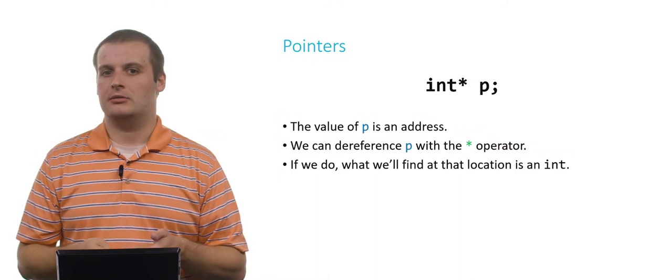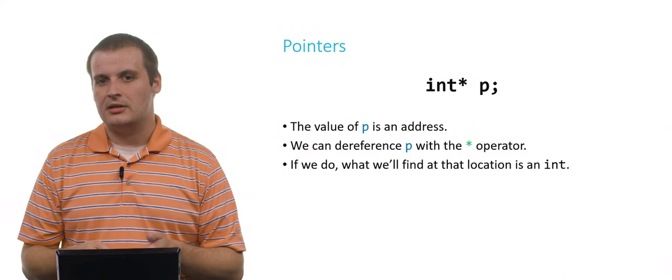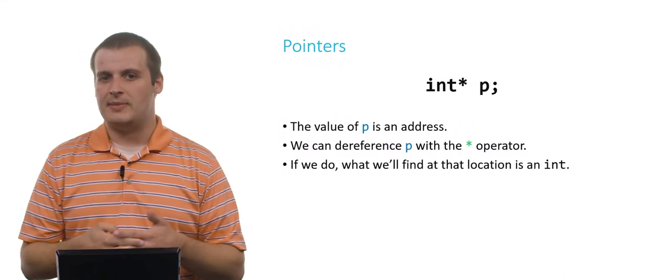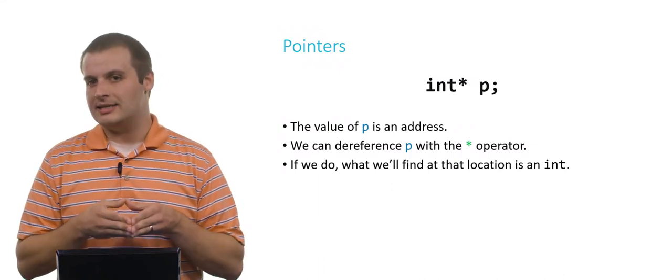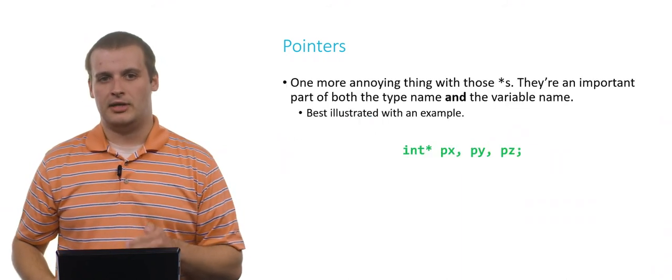And if I do so, if I go to that address, what will I find at that address? I will find an integer. So int star p is basically saying p is an address. I can dereference p, and if I do, I will find an integer at that memory location.